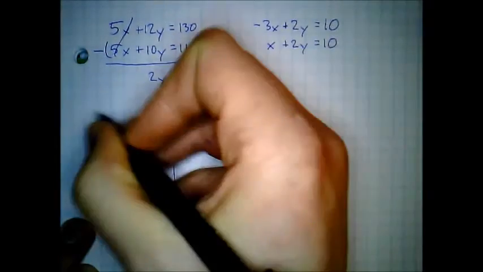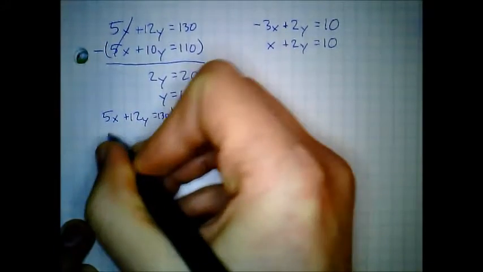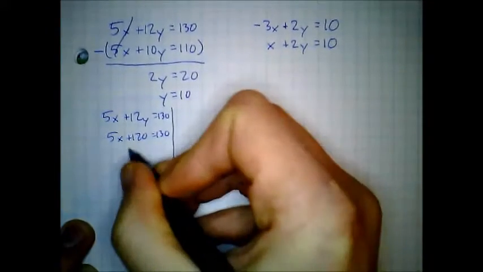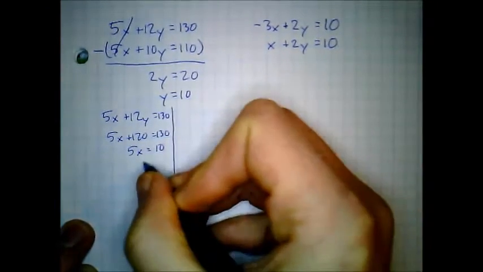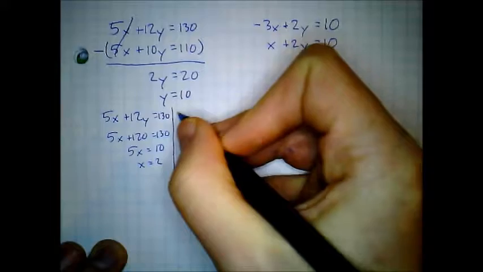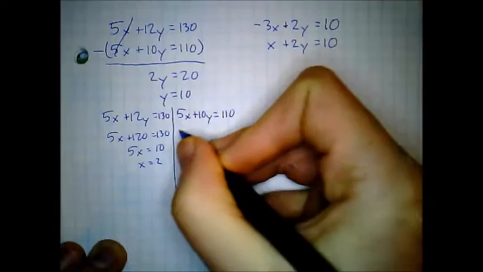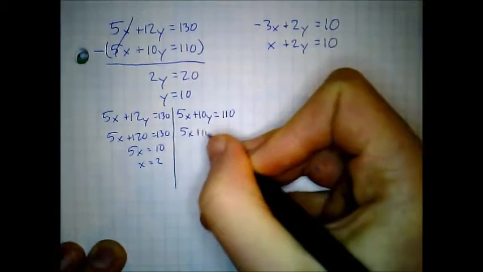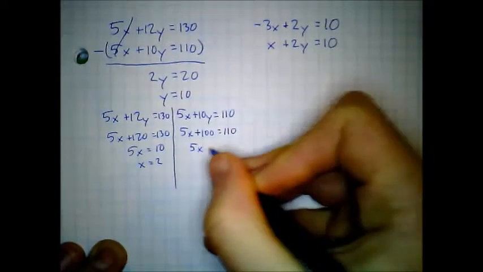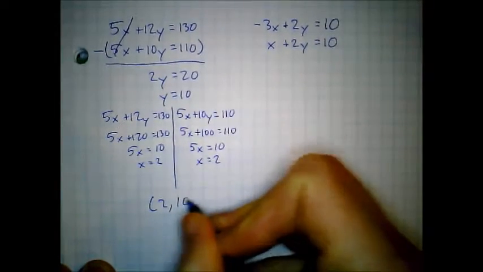Substitute back to find our x's. Our first equation, 5x plus 12y equals 130. Substitute 10 in for y, so we have 5x plus 12 times 10, which is 120, equals 130. Subtract 120 from each side, so 5x equals 10, which means x equals 2. In our second equation, 5x plus 10y equals 110. Y equals 10, so we have 5x plus 10 times 10, which is 100, equals 110. Subtract 100 from both sides. 5x equals 10. Divide and we get x equals 2. So these two lines intersect at the point 2, 10.